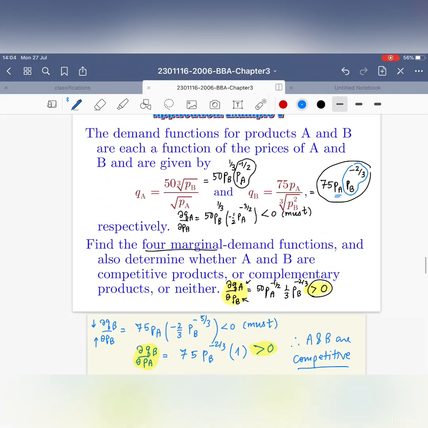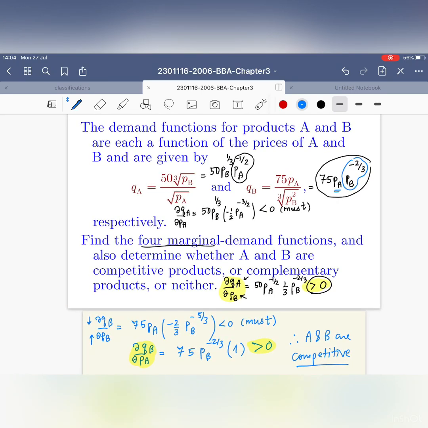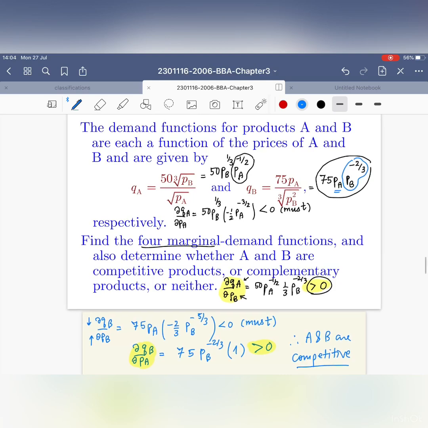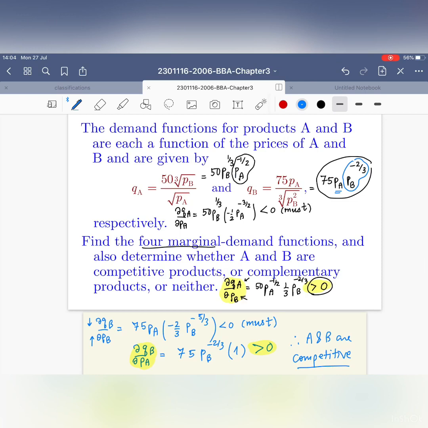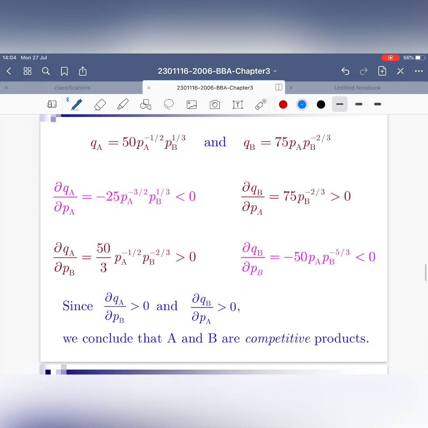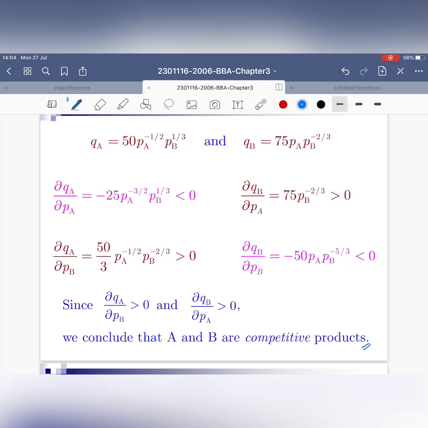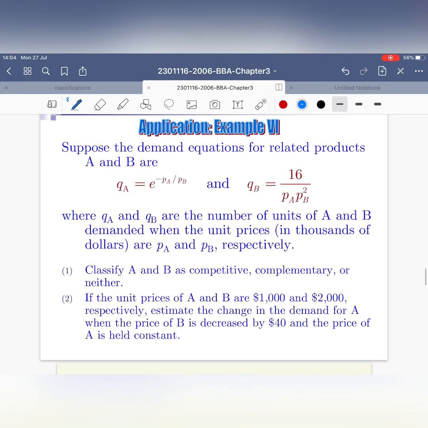Okay, so we got 4 marginal demand functions, but only 2 of them, which is the dQA with respect to the price B and dQB with respect to the price A, that can determine either it is competitive, complementary, or neither. Okay, so this is the typing version. You can take a look at it if you like. All right, so next we are going to do the same thing with this example.